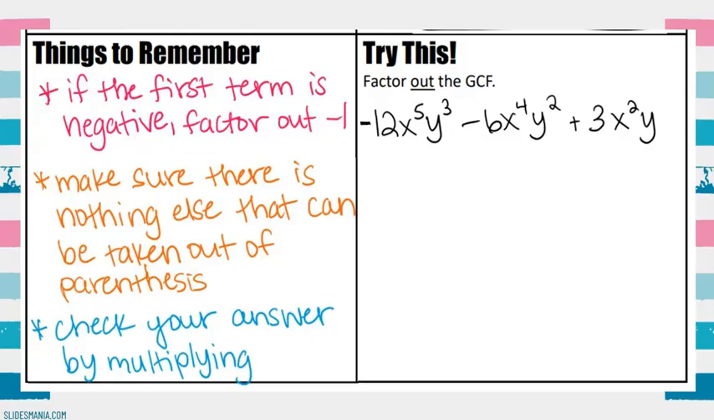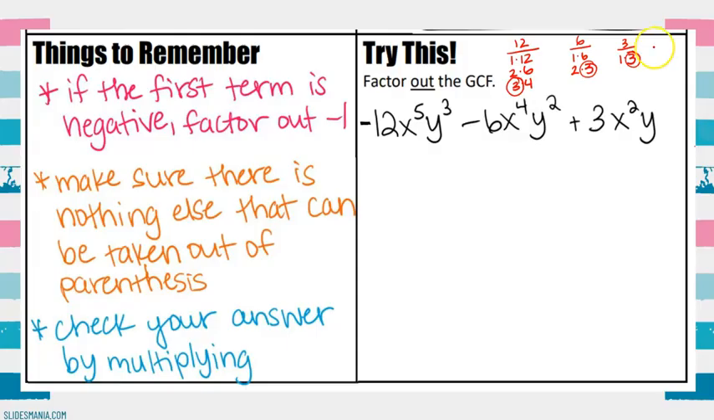All right, so let's look at the one that we have here. I have negative 12x to the fifth, y to the third, minus 6x to the fourth, y to the second, plus 3x to the second, y. Let's start by looking at our GCF. If I think about 12, I'm not even going to worry about the negative yet. I'm going to write out my factor pairs. Then I have 6, which is 1 and 6, and 2 and 3, and I have 3, which is 1 and 3. Well, 3 really doesn't have a lot of options, but it does so happen that every single one of these has a 3.